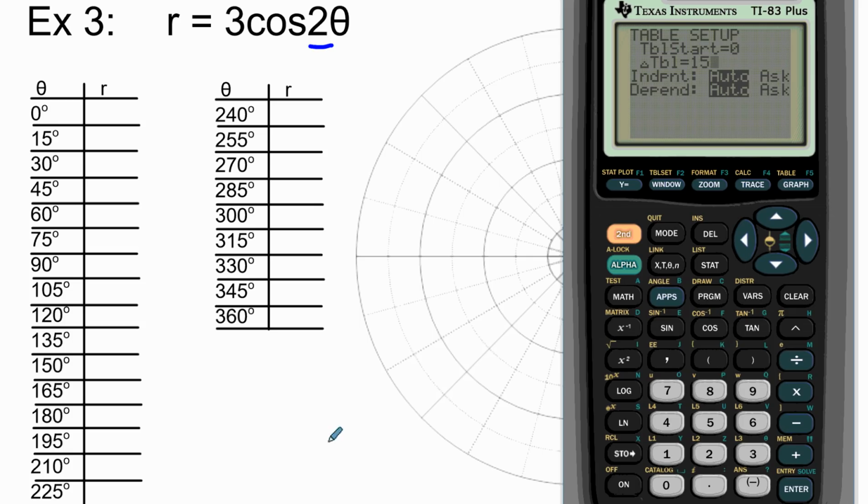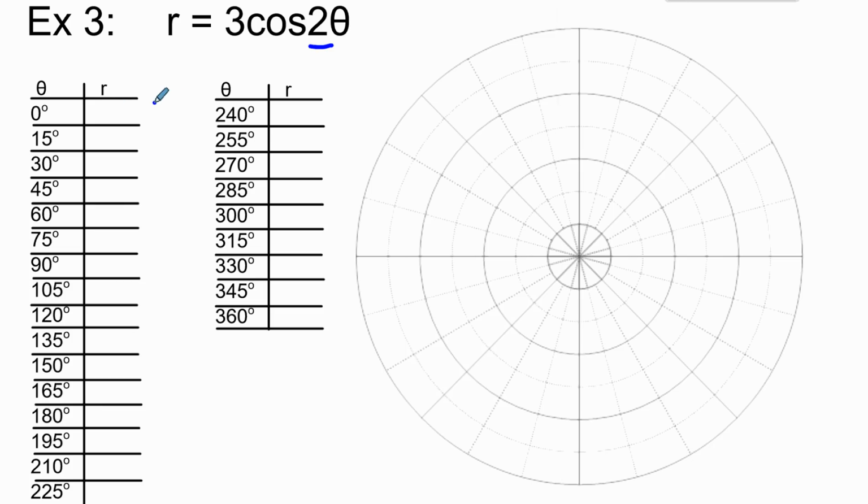Okay, so back to our calculator. We've got our table set up. Now, if we want to look at the table, I'm going to hit second, graph, and there's my table already set up for me. So I've got 0, 3, 15, 2.6, and so on. So let's type those in. 0 is going to be 0, 3. 15 is going to be 2.6. And then I think I have this all set up here. There we go. So there's the rest of them.